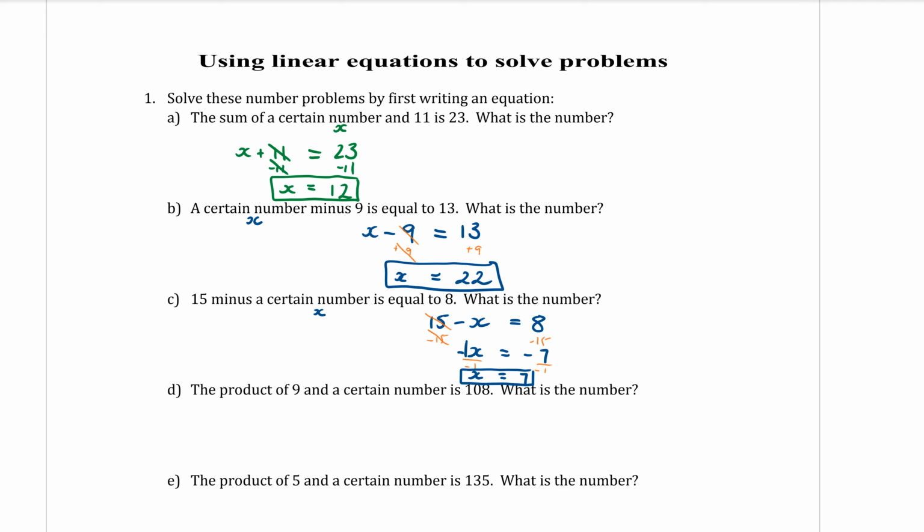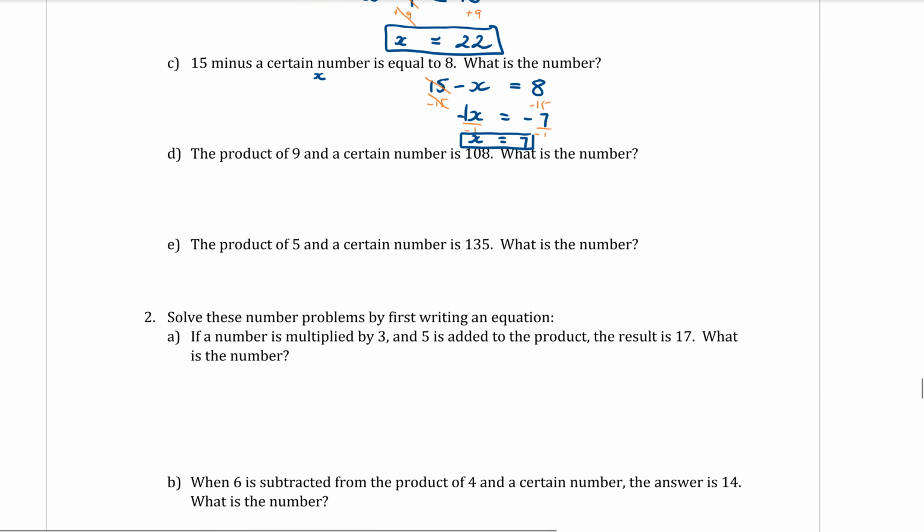D. The product of 9 and a certain number. What does the word product mean? How can I write that? Is it times? It does mean times. So what should I write? 9x. Very good. Because my certain number is x. So it's going to be 9x. It says that is equal to, what's it equal to? 108.